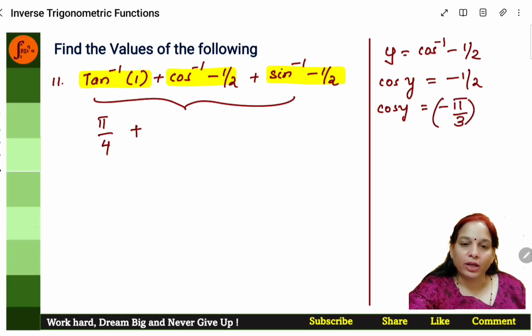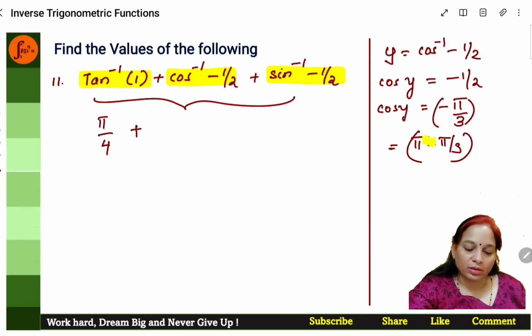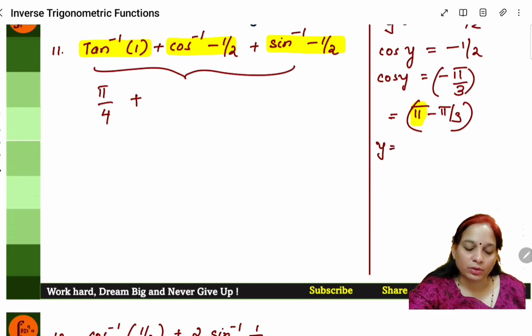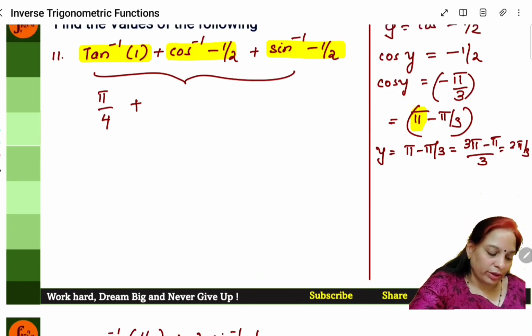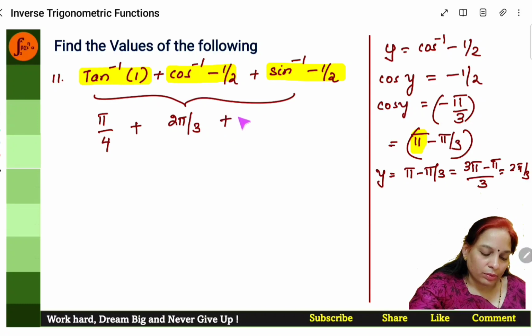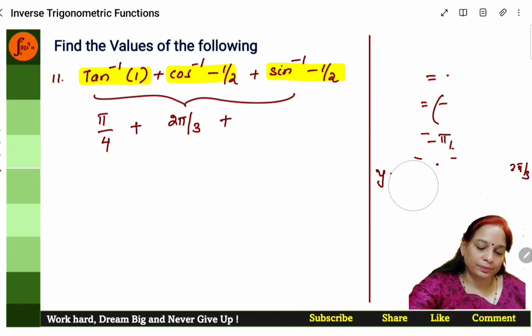But you have a negative value, so what we will do, we'll put pi minus pi by 3. We'll subtract it from 180 degrees. So you'll get y is equal to pi minus pi by 3, which is, taking the LCM, 3 pi minus pi by 3, which is 2 pi by 3. So we'll write 2 pi by 3 here. Now, what is sine inverse of minus half? Same thing, let's do this.